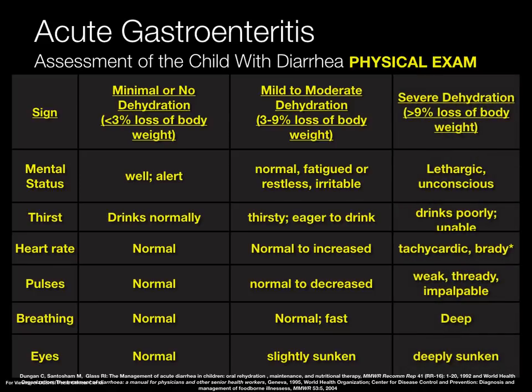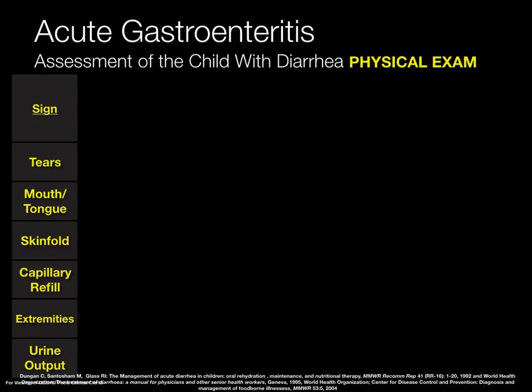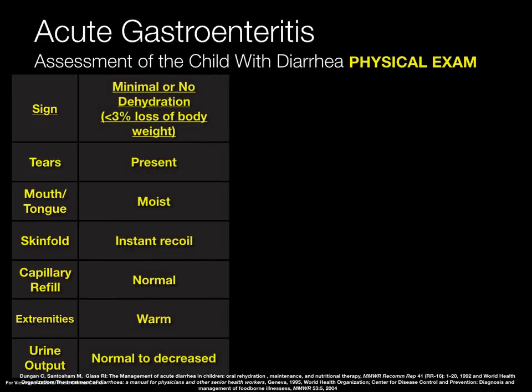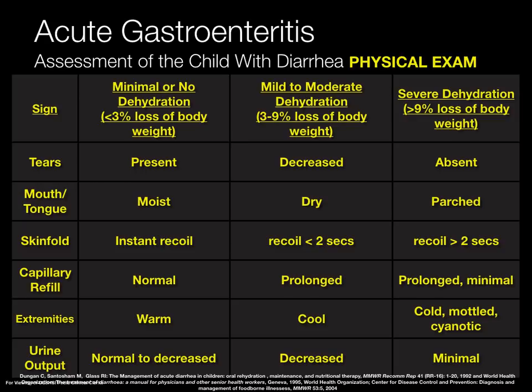For severe dehydration, which is more than 9% loss of body weight, the child can be lethargic or unconscious, drinks poorly or is unable to drink, with tachycardia or worse, bradycardia. There are weak or thready pulses, with deep breathing and deeply sunken eyeballs. Other parameters are as follows. You can review this table to assess the dehydration status of a child.